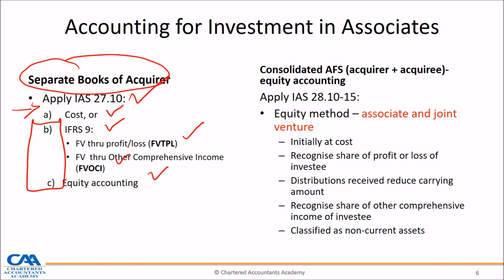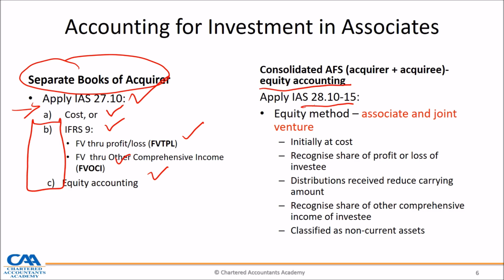But now we need to jump from separate books and get into the group financial statements. So when we go into the group financial statements, we jump from IAS 27 and we go to IAS 28. The accounting for investment in joint ventures and investment in associates at group level is covered by IAS 28. And IAS 28 says you need to do what is called equity accounting.